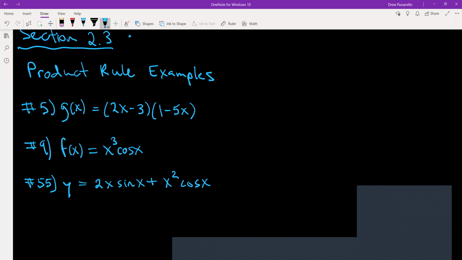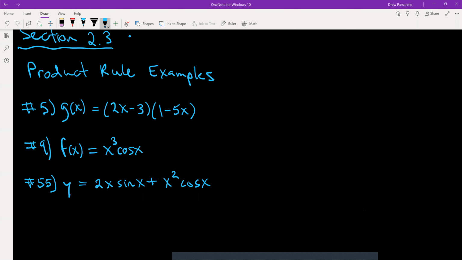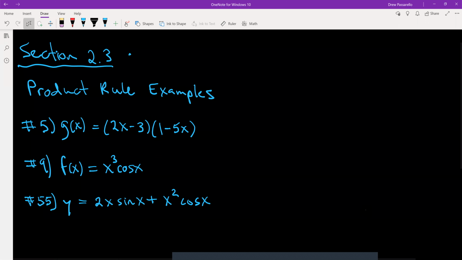All right, so I've decided to break this section up into little segments, and I'm going to continue where I left off in the first video. This will be part two to the different segments, and this one I'm going to focus on product rule examples and work these three problems out, and then in the next video I'll go over the quotient rule.